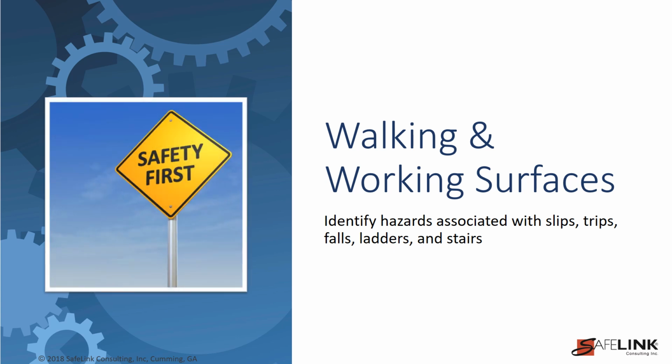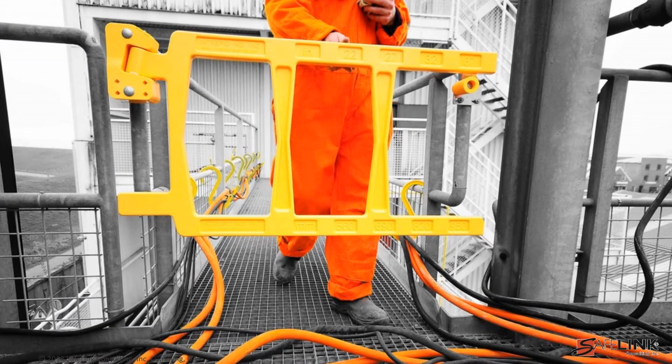Walking and working surfaces. There are many conditions that can cause a slip, trip, or fall, so let's look at some of these. This condition of cables across a walkway and work surface can create a slip, trip, or fall situation. It appears that the gate is intended to block entrance to this area. However, workers entering that area are subject to a tripping situation that could result in a fall.